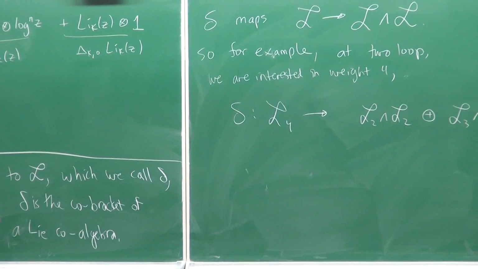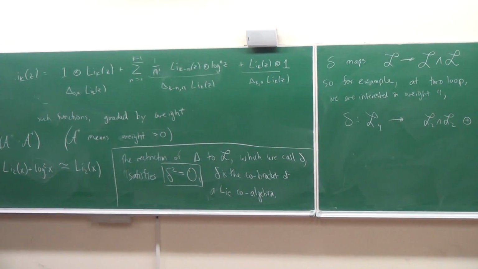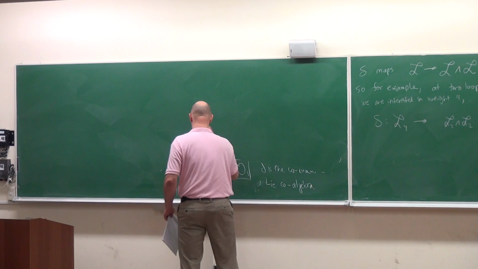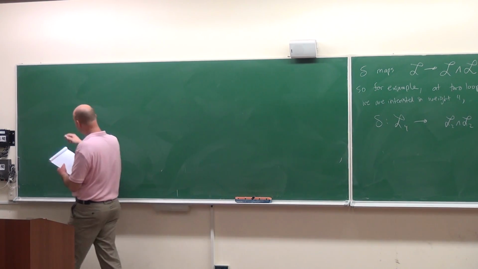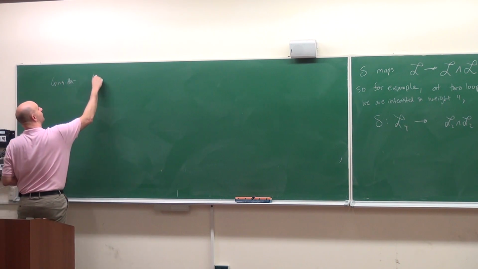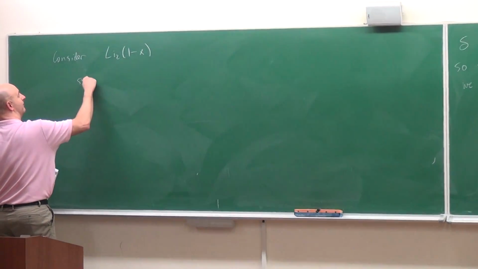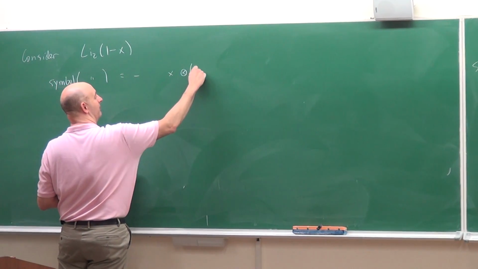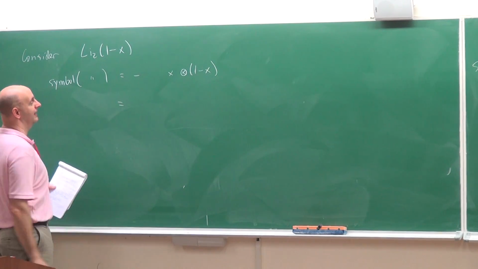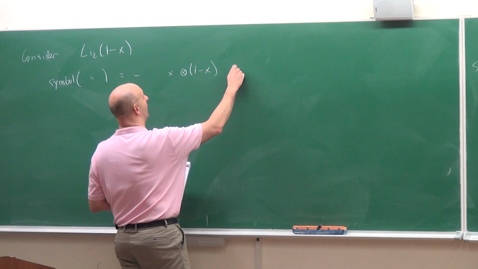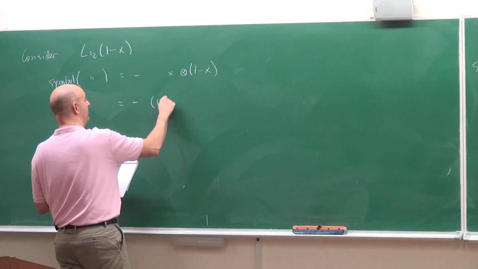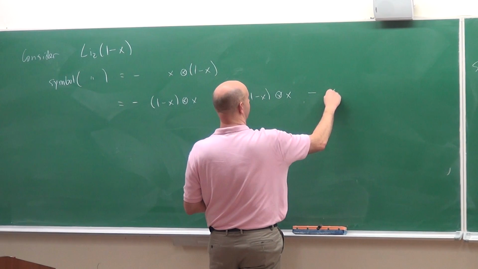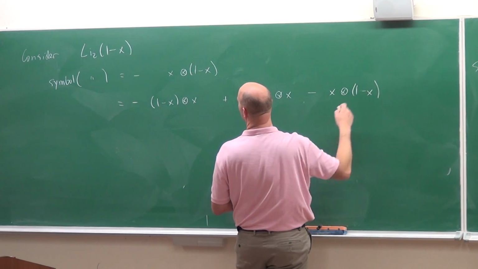Let me show you a cute little exercise of something you can do with the symbol. One of the big utilities of the symbol is that you can use it to trivialize polylogarithm identities, which can easily get complicated if you go to higher weight. Consider the function Li2 of 1 minus x. The symbol of this, using the result from over there on the board, is minus x tensor (1 minus x). But if I want to, I can add 0 in the form of minus (1 minus x) tensor x plus (1 minus x) tensor x minus x tensor (1 minus x). Oops, and I have a sign.